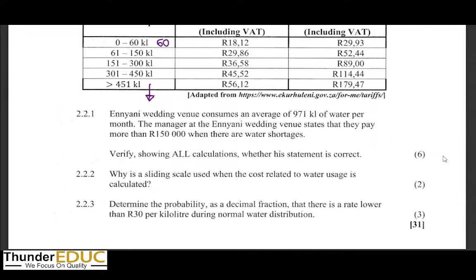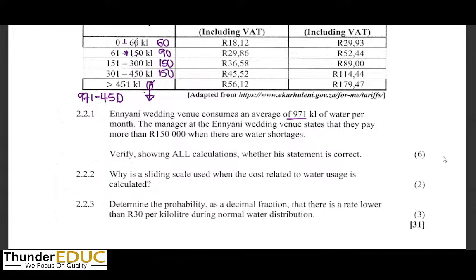They consumed 60. In the second bracket, how many did they consume? So we take 150 minus 60. So they consumed 90. The other one, 300 minus 150, you get 150. 450 minus 300, you get 150. And this one is open, but because they have exceeded 450, to get the number here, you say 971 minus 450.